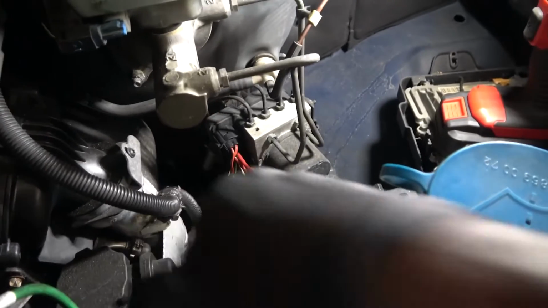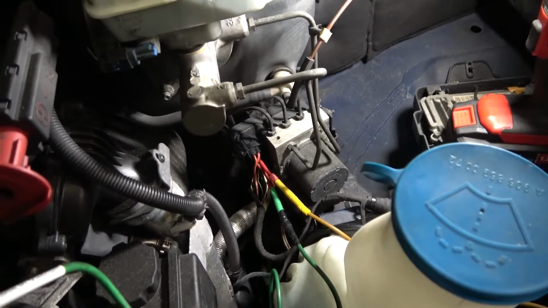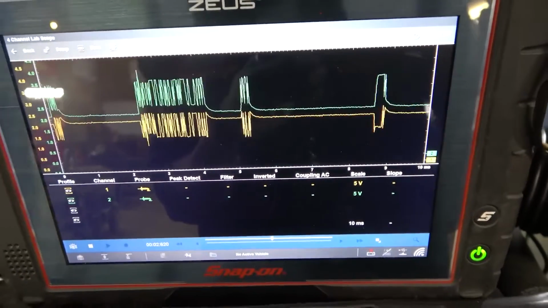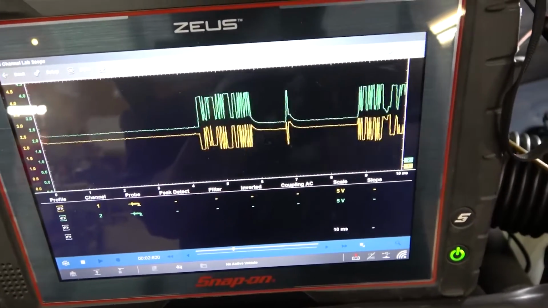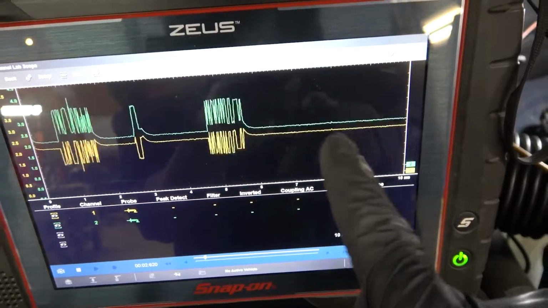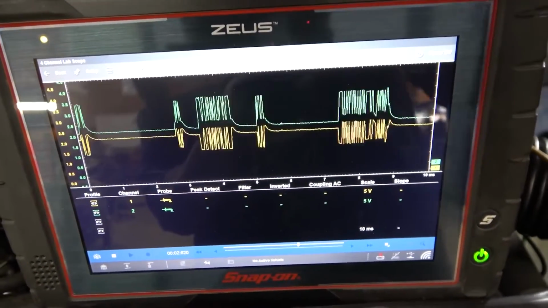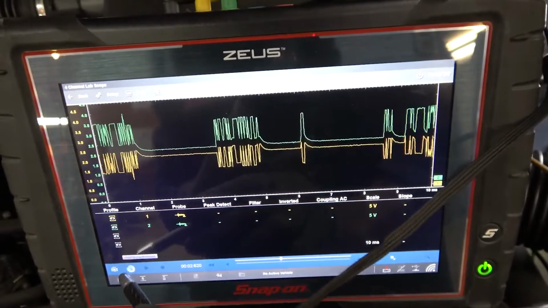Okay, our ABS control unit is connected. Oh, I see a difference. Look at this. Our waveform has changed. Our waveform is now ugly. Oh man, this ABS control unit is bad.